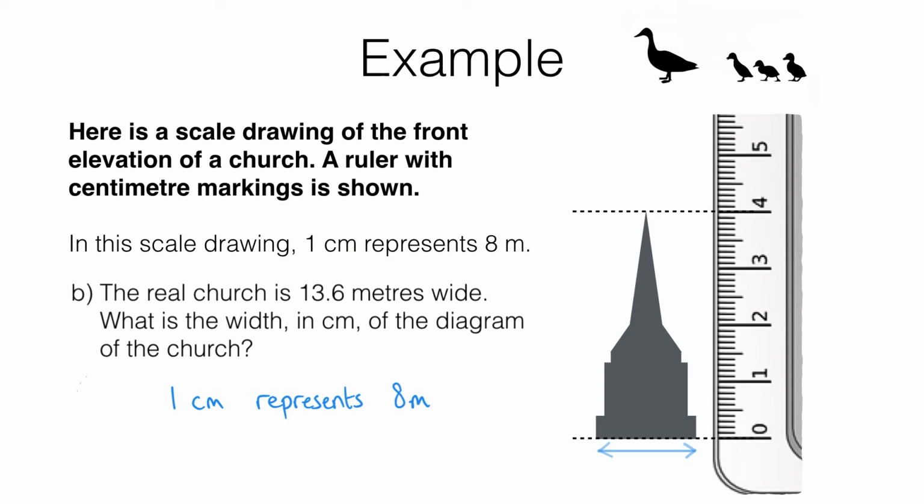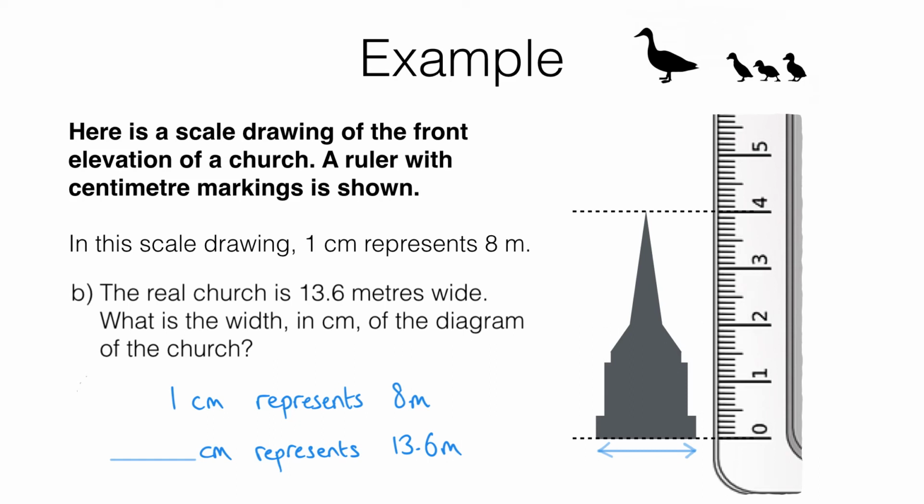Now we need to work out how many centimetres represent 13.6 metres. In this question, it's probably easier to work across than to work down. That's because you have to think a bit to work out what the multiplier is here, and until you know what this is, you can't go from here down to here. So let's work across instead.